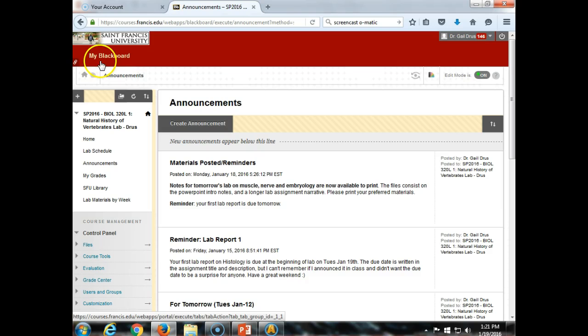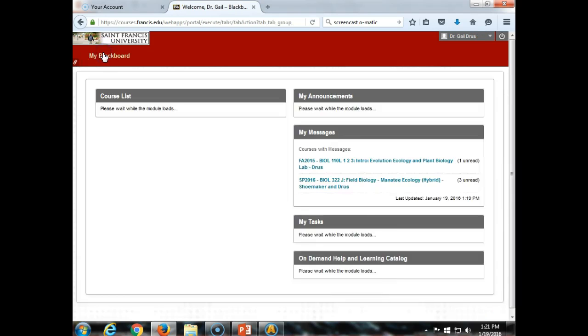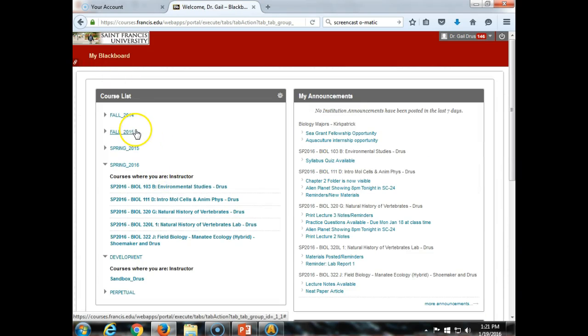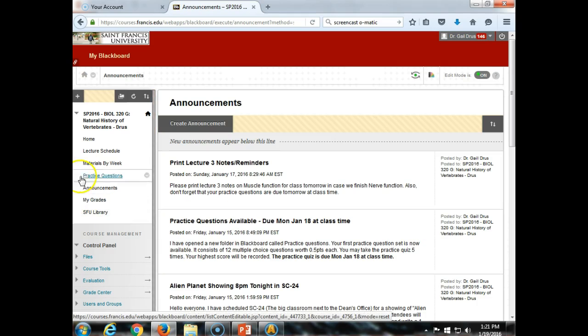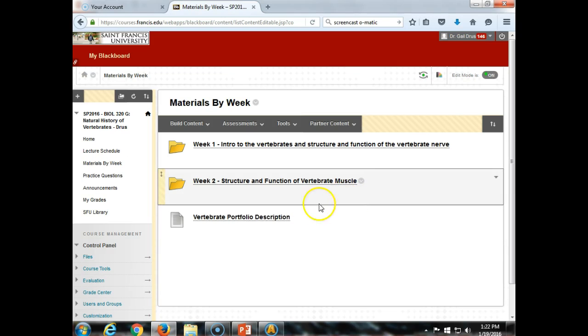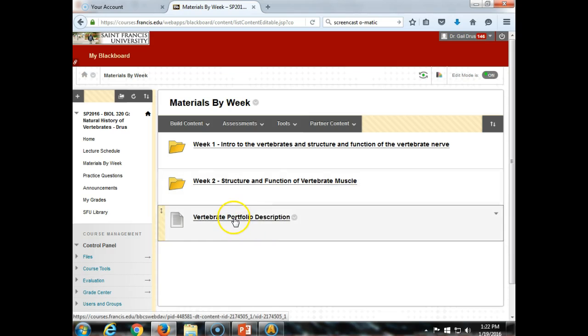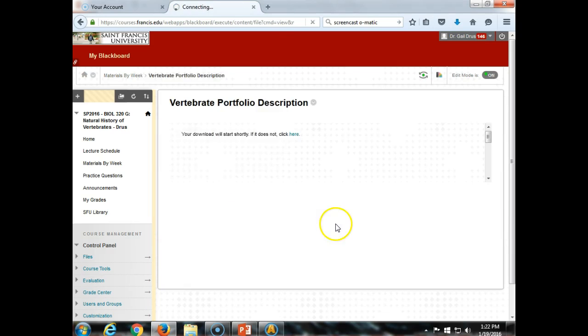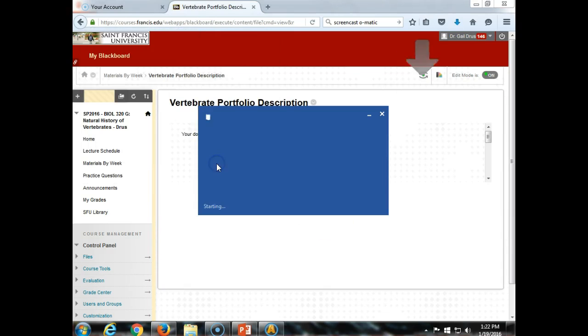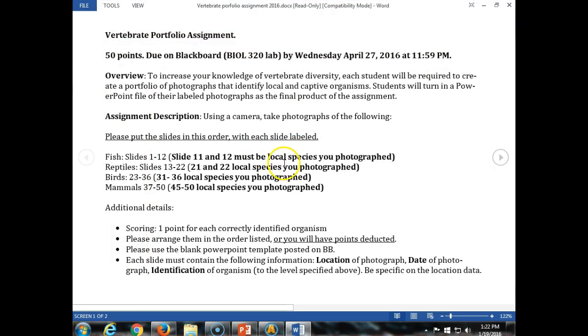Go back to Blackboard. Remember how I talked about how we had a vertebrate portfolio? Well, I actually posted that now so that you have the materials that you need. Okay, so vertebrate portfolio description. That's going to give you how many examples of the different types of vertebrates you're going to need. It's going to be just like the biodiversity portfolio you guys did in Biology 110.